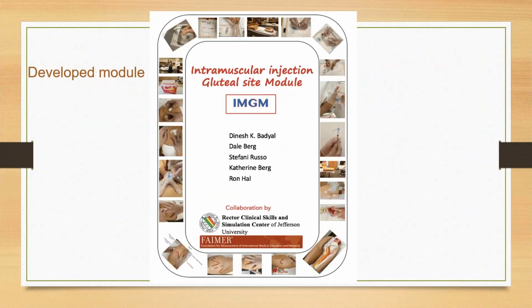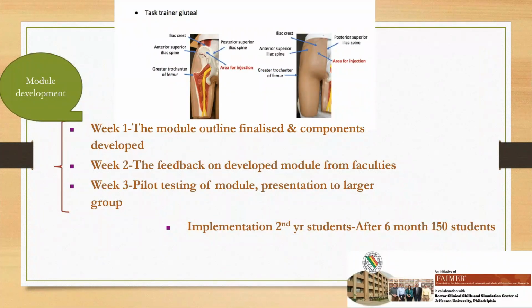The first one we are sharing is our collaboration with the Rector Clinical Center of Thomas Jefferson University, Philadelphia. We looked at all the procedures and found that in the entire world, the commonest procedure is the intramuscular injection in the gluteal region. So we picked this one and we had a team. We dedicated the first 1 month to developing that. Overall, it took us more than a year.